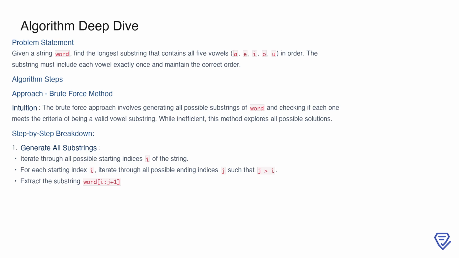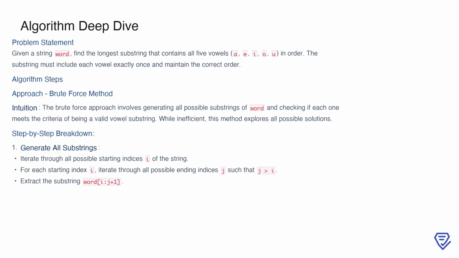To approach this problem, we are tasked with finding the longest substring in the given string word that contains all 5 vowels A, E, I, O, and U in their correct order. Each vowel must appear exactly once in the substring, and the sequence must be maintained. One possible way to solve this is by using a brute force method.